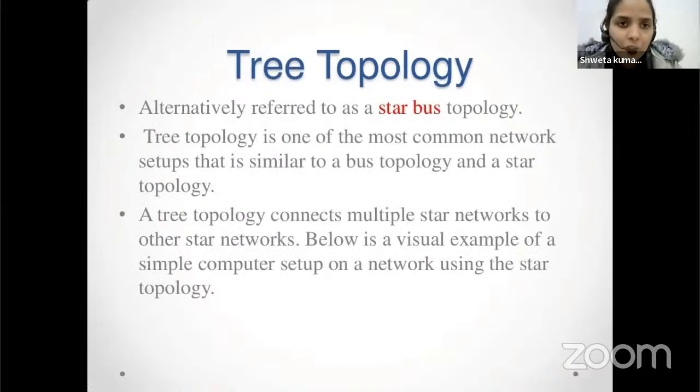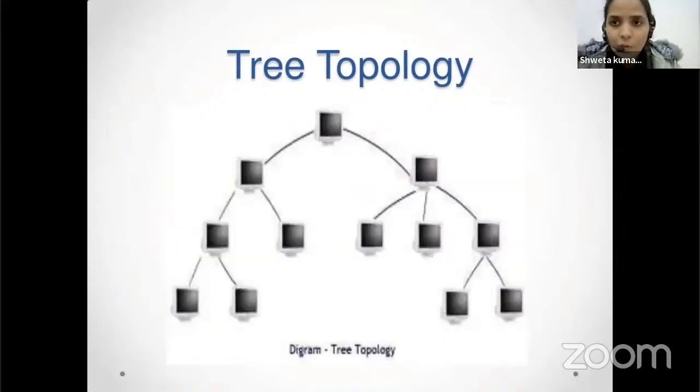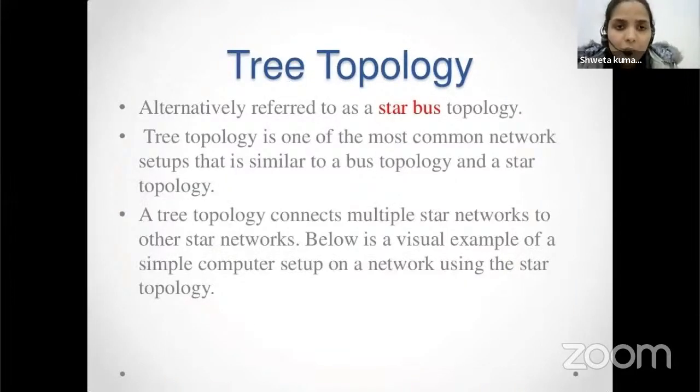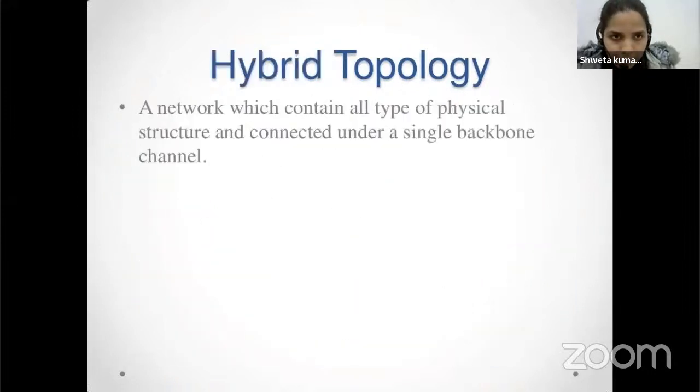Next up, we have tree topology, alternately referred to as star bus topology. This is how our tree topology looks. I have shown you this previously. Tree topology is one of the most common network setups, similar to the bus topology and star topology. A tree topology connects multiple star networks to other star networks. Below is a visual example of a simple computer setup on a network using the star topology.